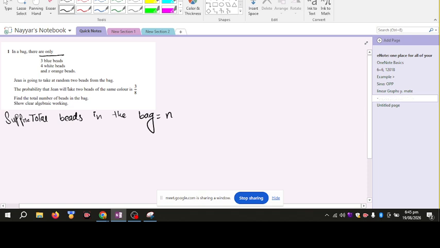Now, when we talk about the probability of blue beads, look at this sentence: Jane is going to take at random 2 beads from the bag. In the first attempt, 3 are the blue beads. So, in the first attempt the probability of taking out blue is 3 by n, where n is the total number of beads. The probability is desired outcomes divided by total outcomes. So, blue is 3 and the total number is n.